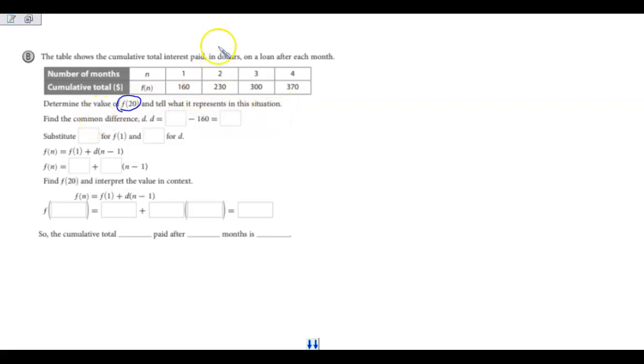So we have to find our first term, and we know that it is 160. And then I have to find my common difference. If I take 230 minus my 160, I get 70. 300 minus 230 is 70. And 370 minus 300 is 70. So my common difference is 70.